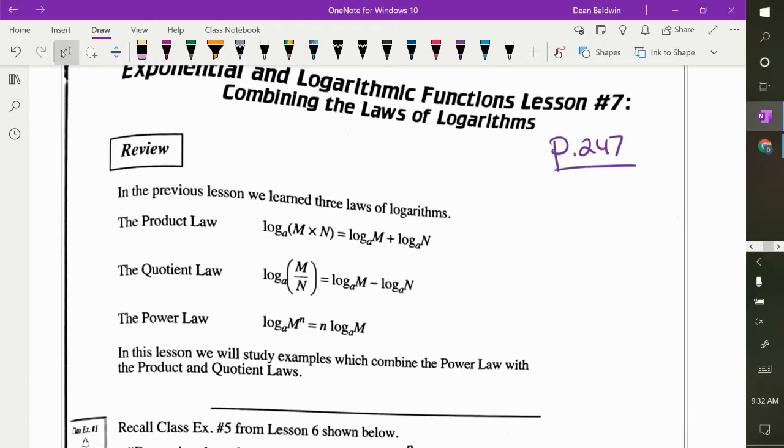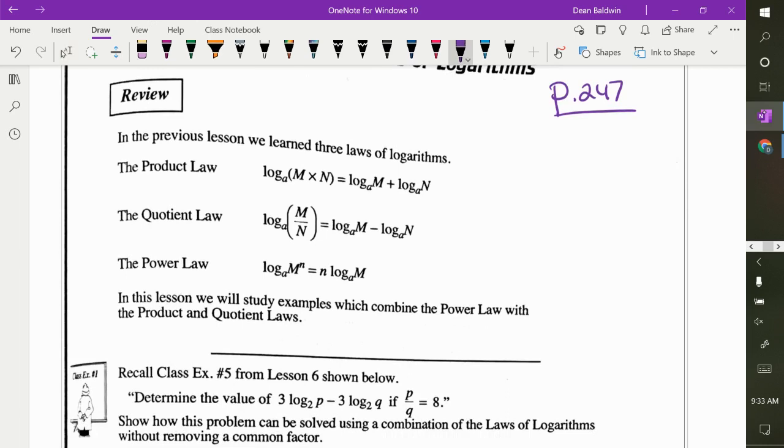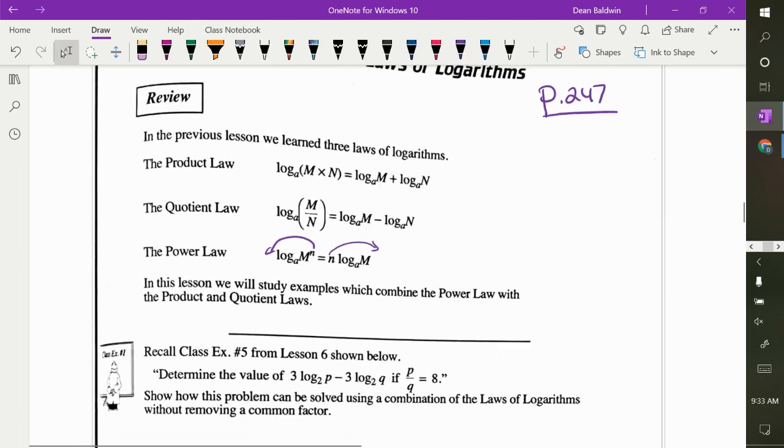Page 247. So on Friday, we learned the 3 log rules. We learned the product law, which says if you are multiplying the arguments, it is the same as adding 2 individual logs. If you are dividing, it's the same as subtracting. And the power law says, if you have an exponent, you can either move it down, or if it's a number in front, you can move it up. So we're going to continue to use these rules to simplify logs. So we're going to combine them all now.